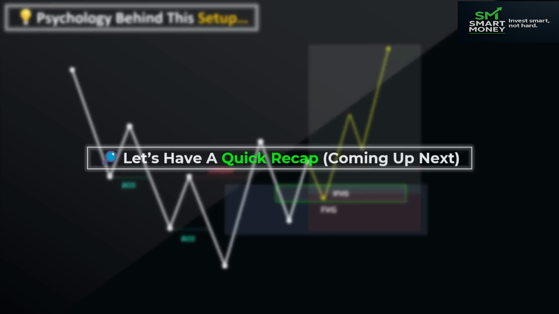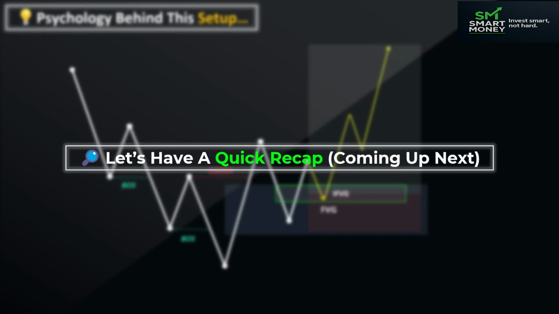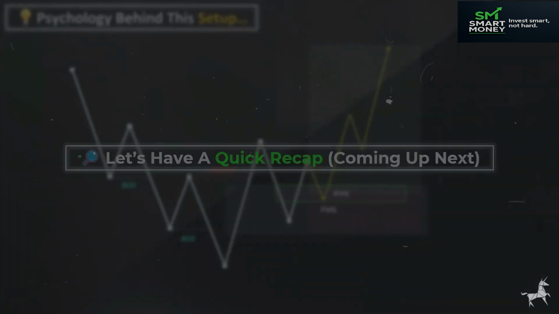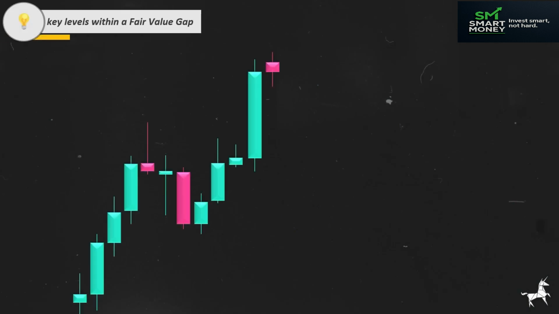Now, before diving into the details of how to execute this trading setup, let's quickly recap the most important concepts you need to understand about fair value gaps and inversion fair value gaps. By closely watching how the price behaves inside the gap, you can gain valuable insights into what's likely to happen next. Let's make it crystal clear.